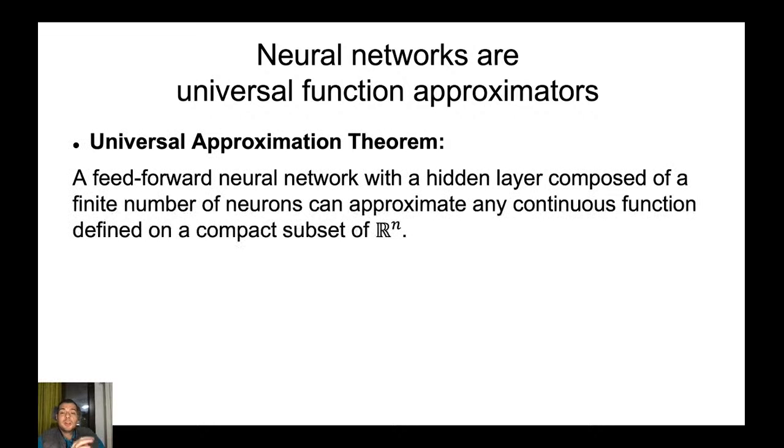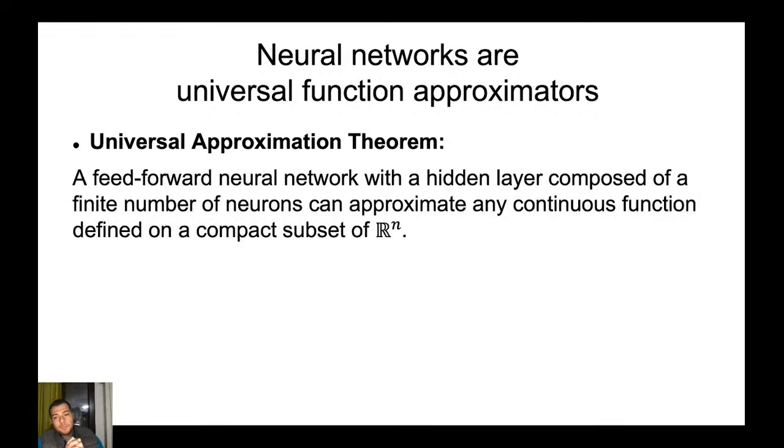I'm not sure that I mentioned this before, but neural networks are universal function approximators. Maybe I mentioned it, but I didn't show you the universal approximation theorem, which states that a feed-forward neural network with at least one hidden layer that is composed of a finite number of neurons can approximate any continuous function on a compact subset of the Euclidean space of n dimensions.